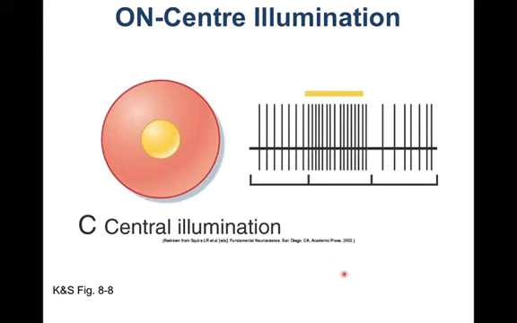Okay, so a couple of key points, this should be a summary by now. We've got on-center illumination. So if we have an on-center off-surround system and we're shining light on the center, the yellow bar over here represents our light. We've got some baseline or basal firing rate, and we increase it when we shine light on the center.